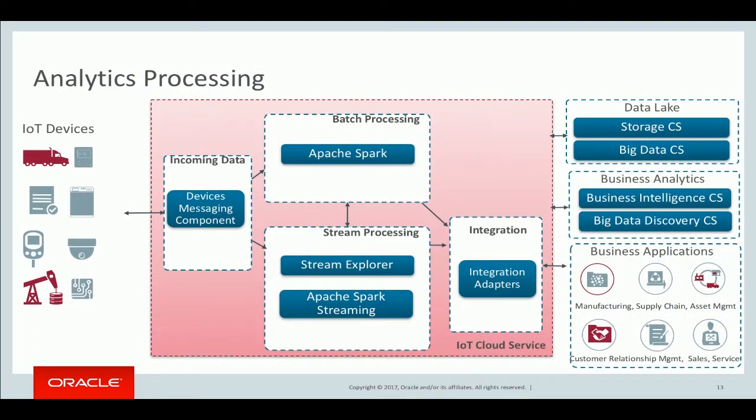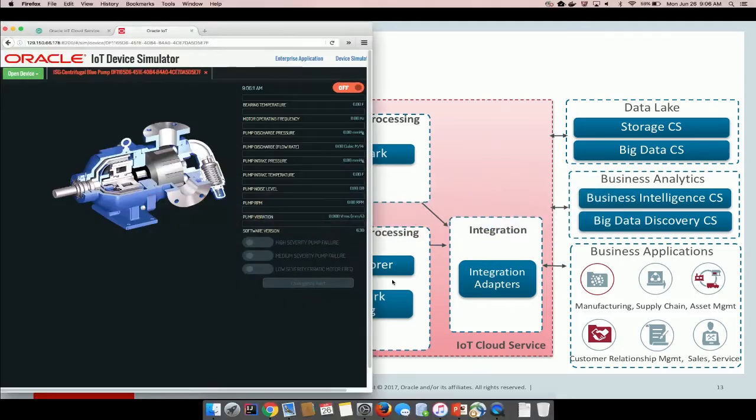This is our stack, how we really help analytics processing. Like I said, we have a streaming processing block which uses Stream Explorer, and we also support Apache Spark streaming. You can also perform batch processing. That is where, for example, you can create your own algorithms to create predictive models, to create anomaly detection models and stuff like that. Just to give you an example of how that is possible, let me switch back to one more demo.